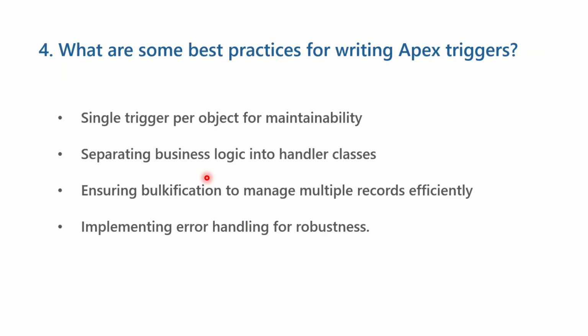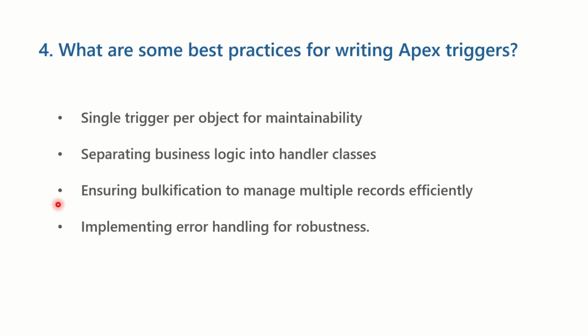Okay, then the next question is, what are some best practices for writing Apex triggers? So this is again a very common question. You can just state these 4 points. These are pretty enough. First is a single trigger per object for maintainability. Again you can create more, but a single trigger is recommended per object. Then the second thing is separating business logic into handler classes. So we do not recommend writing logic inside Apex triggers. Apex triggers would call handler classes and the logic will reside in the handler class. So the Apex trigger will just call the handler and then the handler will execute the logic.